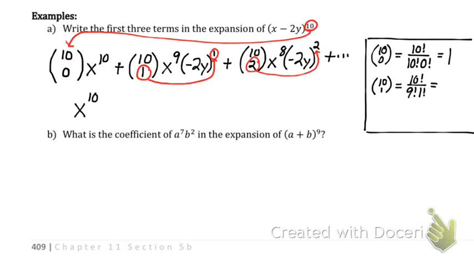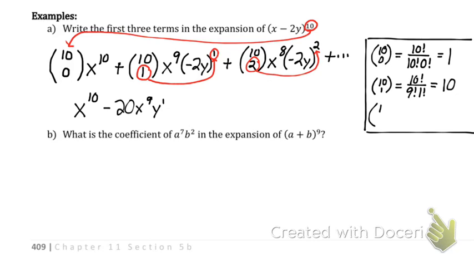Can someone tell me what that equals? Without using your calculator, what's 10 factorial divided by 9 factorial? It's just 10. Yeah. So that's 10. So in fact, we have 10 times negative 2, so this is going to be a negative 20 x to the 9th. Don't forget about the y to the 1st.